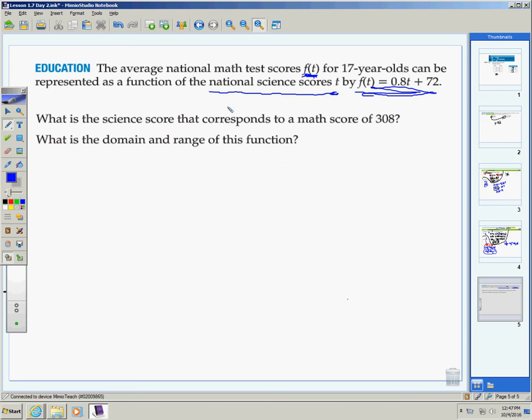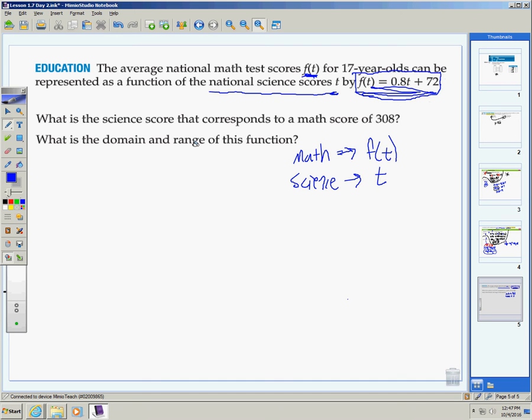So I'm just going to write down off to the side that math tests are going to be f of t, and science are just t. This will help me keep things straight when I try to answer these two questions. So the first thing I want to do is, what is the science score that corresponds to a math score of 308? So I know the math score is 308, so I'm going to use this equation right here.